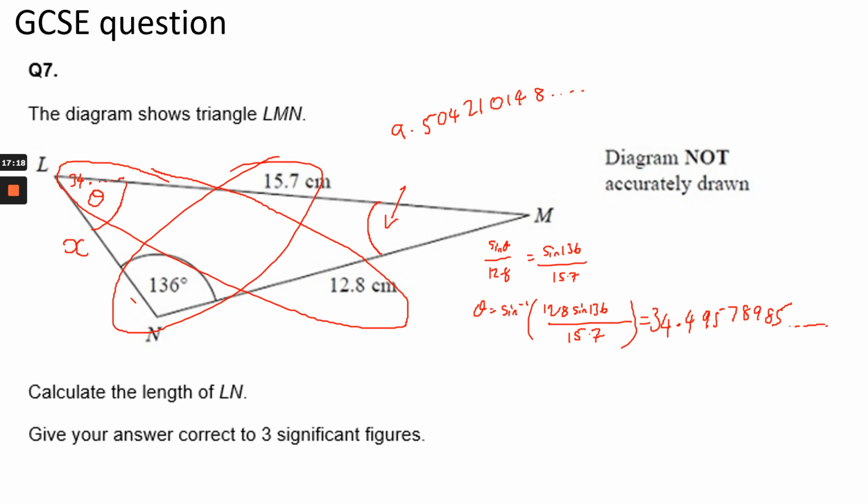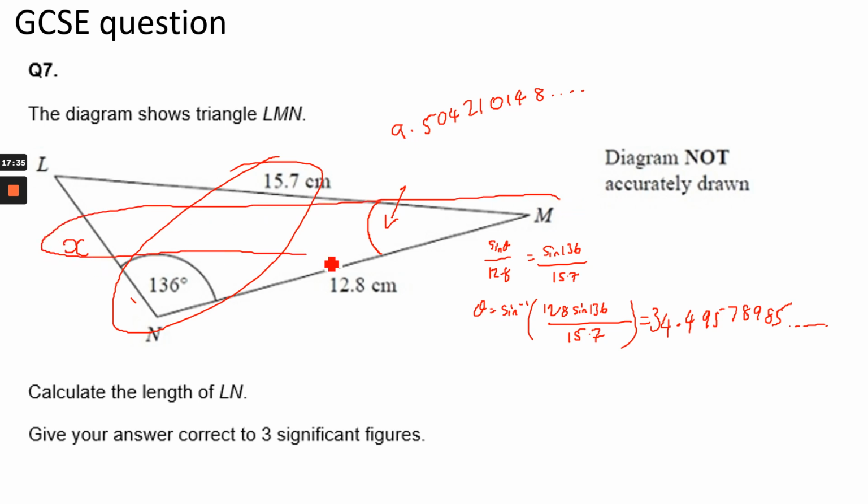Now that I've got this angle, I've got this pair here. Let me see if I can just erase this. I've already got that pair from the original question, and I now know what this angle is. So I've now got this new pair, and I'm working out a length. So I've got x over sine of this angle, and I'm not going to round it until the very last answer. So sine 9.504210148 is equal to 15.7 over sine 136.